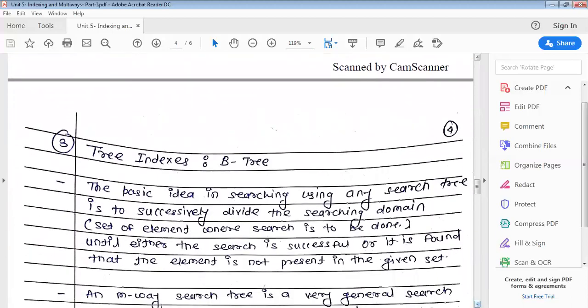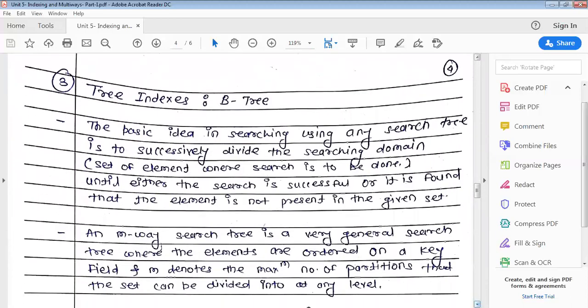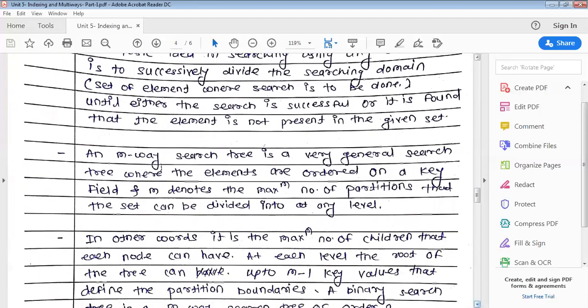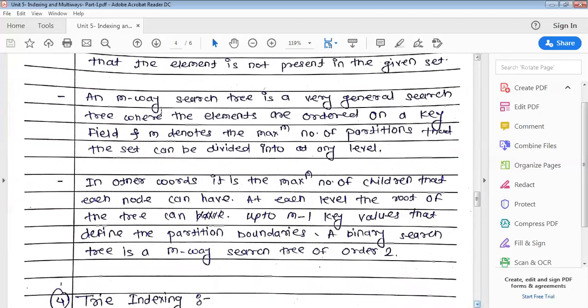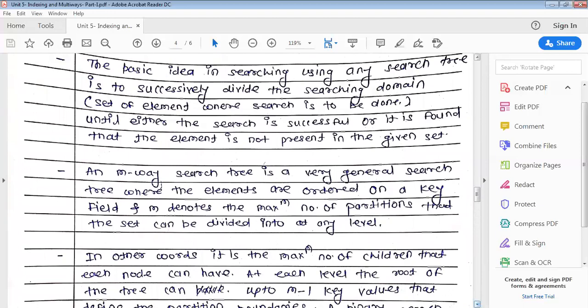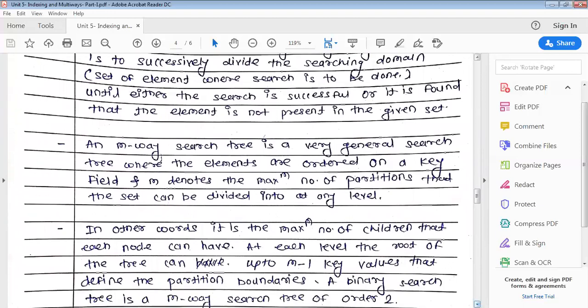Then the third one is tree indexes, which is also called a B tree. Actually, B tree is a separate topic we will discuss in the next lecture. But shortly, let us understand what a B tree is. The basic idea is searching using any search tree, which successively divides the searching domain. Meaning the main data is divided into a number of parts, called M ways. So this is nothing but the B tree, which starts from M up to M minus N.